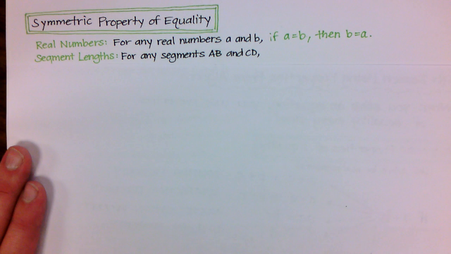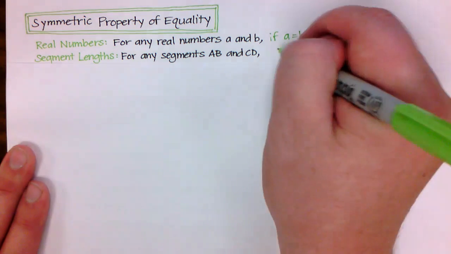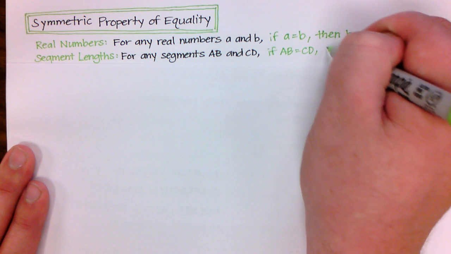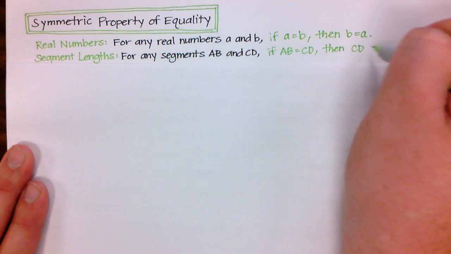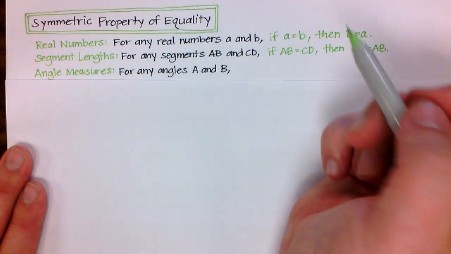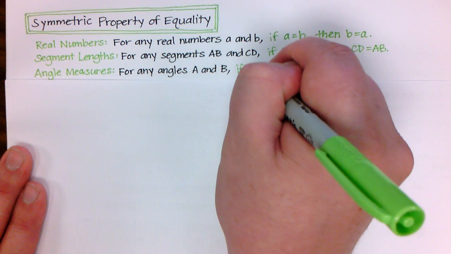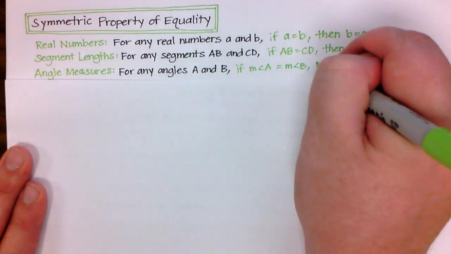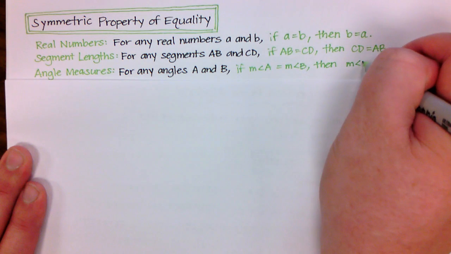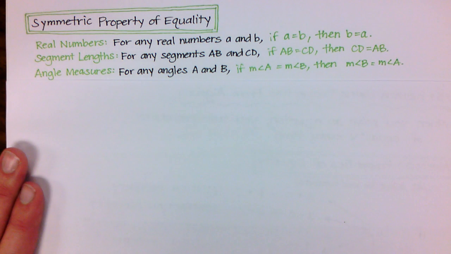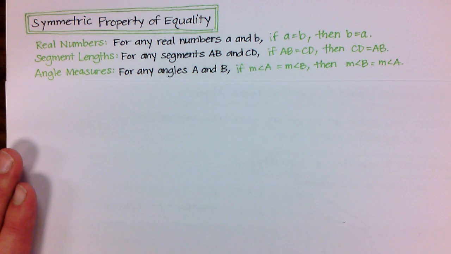So for segment lengths, for any line segments AB and CD, if the measurement of AB is equal to CD, then also I can write it as CD is equal to AB. And for the third one, for angle measures, for any angles A and B, if the measure of angle A is equal to the measure of angle B, I can flip that around and say, well then, the measure of angle B is also equal to the measure of angle A. Again, a lot of these just kind of seem like stuff that you already know, but now you have a property to justify why it's okay to state that claim.